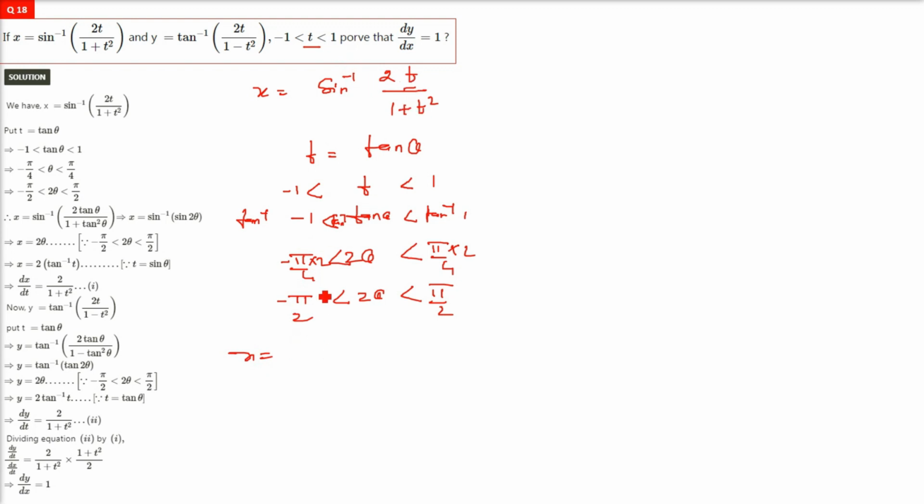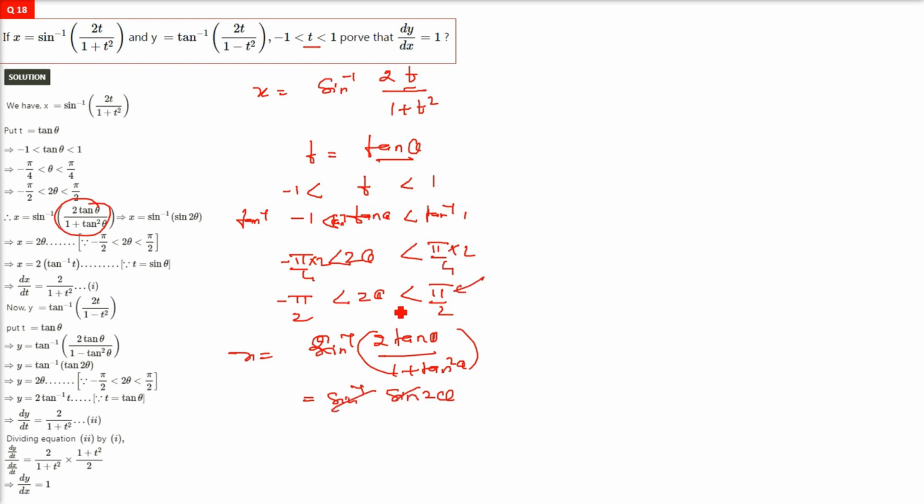Now let us put x as tan theta. So x is equal to sine inverse of 2 tan theta by 1 plus tan square theta. Now if you remember this result, 2 tan theta by 1 plus tan square theta is nothing but sine 2 theta. So sine inverse gets cancelled. That is why I took 2 theta. Now you have 2 theta, and what was theta? Remember, t is tan theta, so theta will be tan inverse of t. So 2 tan inverse of t, in place of theta I am writing tan inverse t.